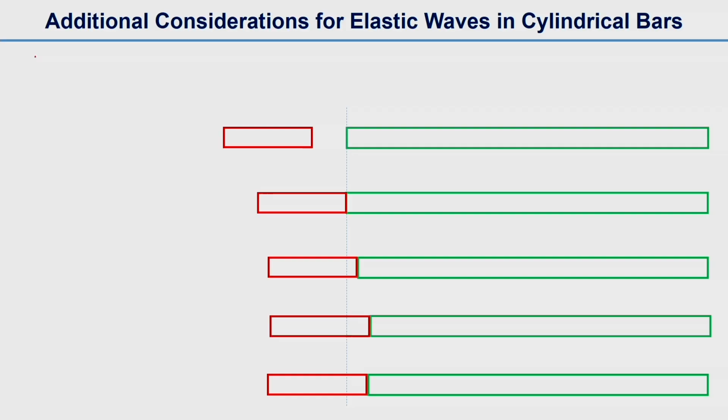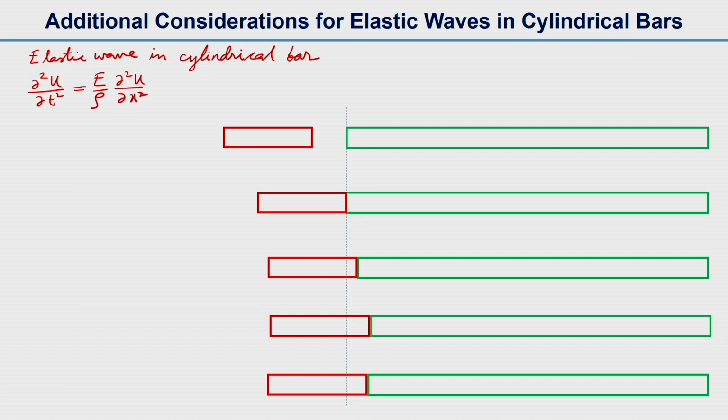So whatever we found in an earlier lecture, the elastic wave in a cylindrical bar, is expressed as the second partial of u with respect to t equals E by rho times the second partial of u with respect to x, where the velocity of the wave is v equals the square root of E by rho.